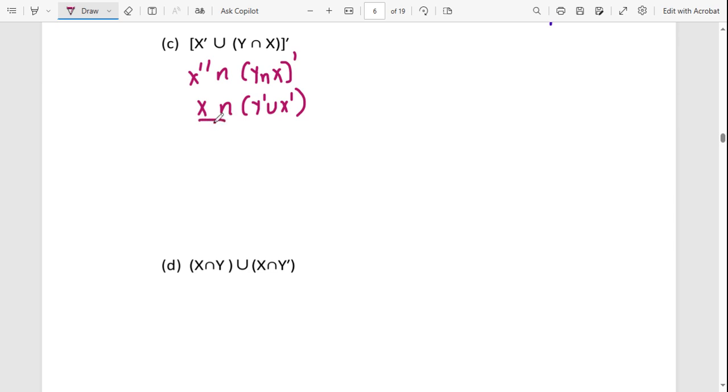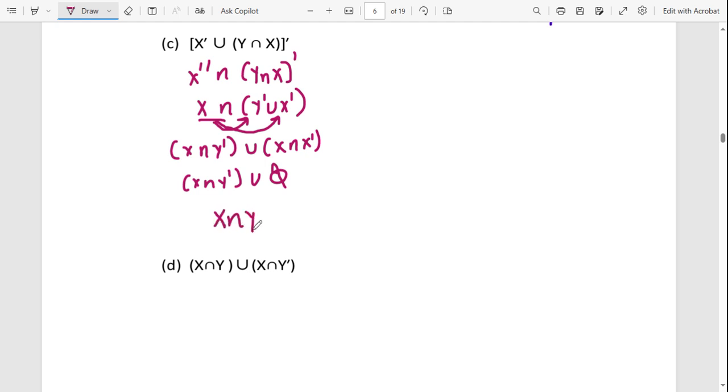So get x intersection, distribute to the y, and then x intersection, distribute to the x complement. So that is going to be x intersection y complement, union in the middle, x intersection x complement. This gives us x intersection y complement union. A set intersection its complement is an empty set. And any set union an empty set is that same set. So therefore the answer is just x intersection y complement.